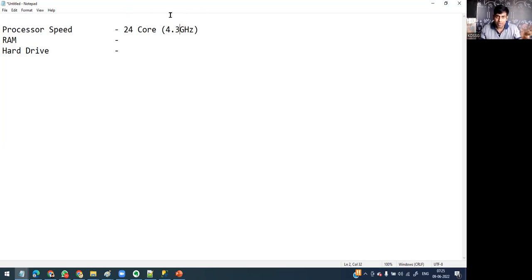Processor speed is measured in the form of gigahertz, hertz only. Some physics, no, I can't teach physics, I don't know physics. So hertz is the measurement. So a processor is measured in gigahertz.